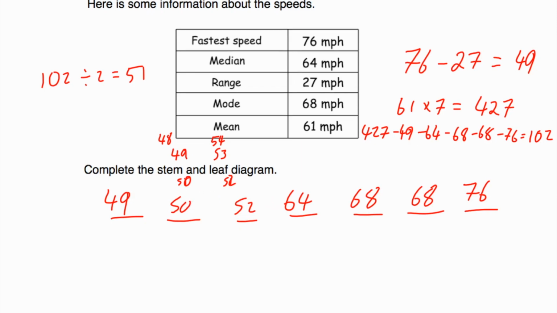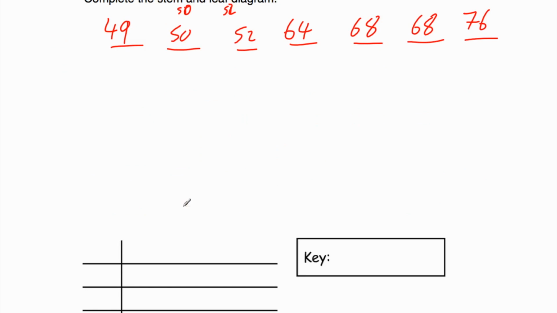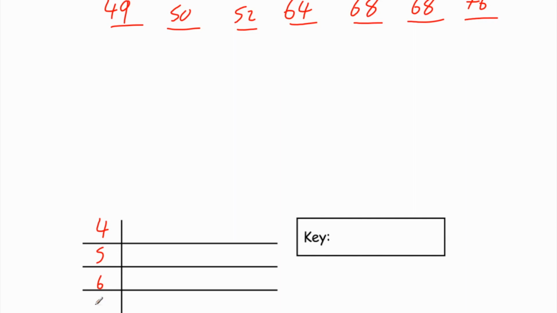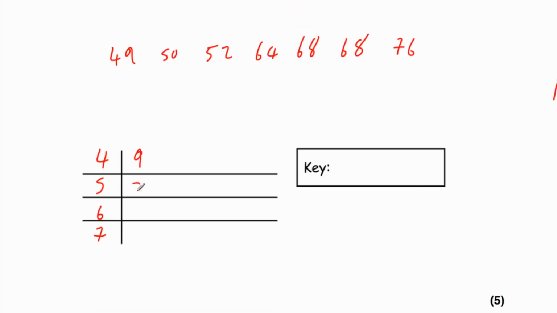And that's it. So we were then asked to draw a stem and leaf diagram for those numbers. So we would have our 40s, 50s, 60s and 70s. So we've got our 49, our 50, 52, 64, 68 and 68 and 76. So there are all our speeds, so 49, 50, 52, 64, 68, 68 and 76. So that's our ordered stem and leaf diagram. And let's do a key. So 4 line 9 means 49 miles per hour. And that's it. So that's our stem and leaf diagram.